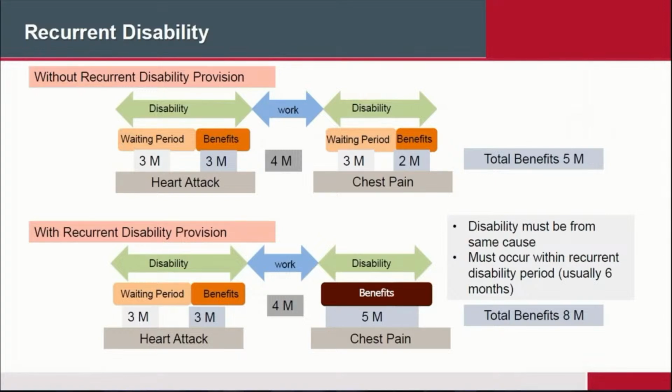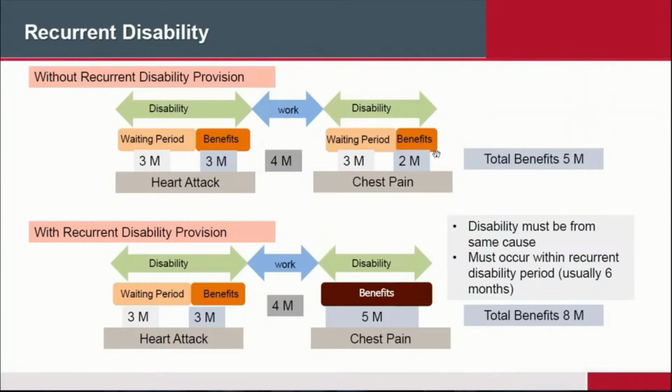So in the first example, without the recurrent disability provision, this individual had a 3-month waiting period, and he had a heart attack. He went back to work after 4 months. Then he became disabled again because he has chest pains. But because he didn't have a recurring disability provision, if you notice, the waiting period starts again.